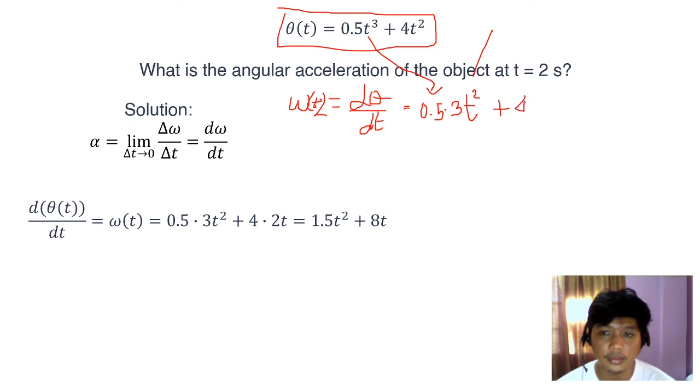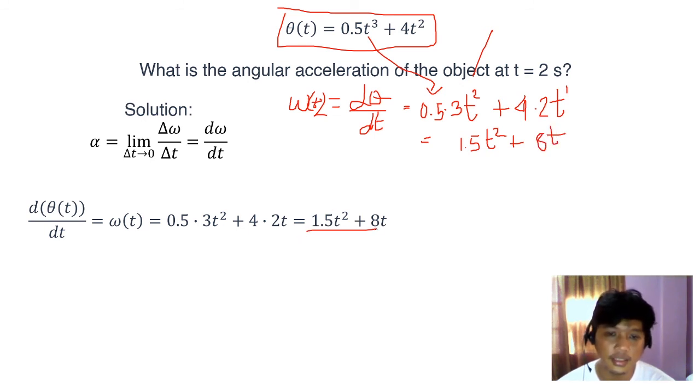And we copy the constant multiple. And our 2, which is the power, to follow the power rule, we bring the 2 down to the coefficient, copy the variable, and the original power, we minus 1. So 0.5 times 3 is 1.5 t squared plus 4 times 2 is 8, and t to the 1 is just t. This is our expression for omega as a function of time.